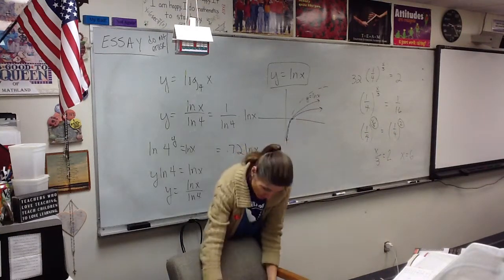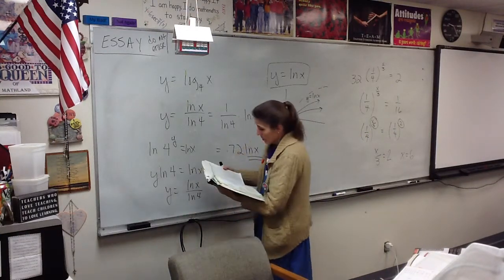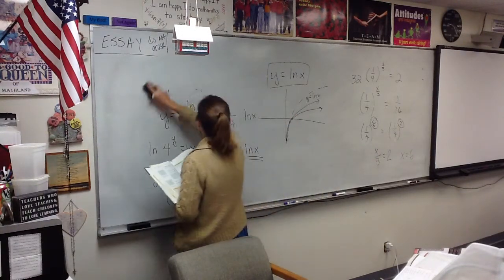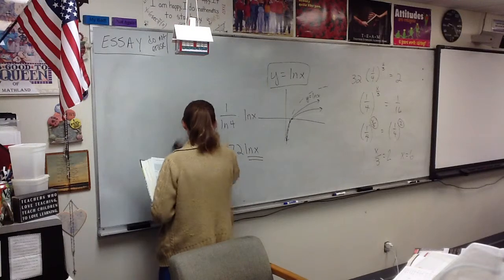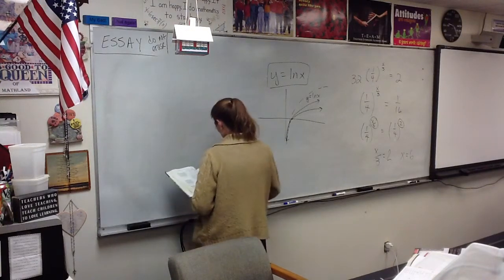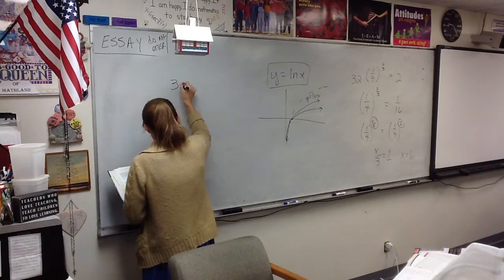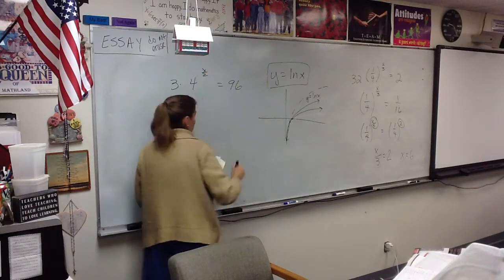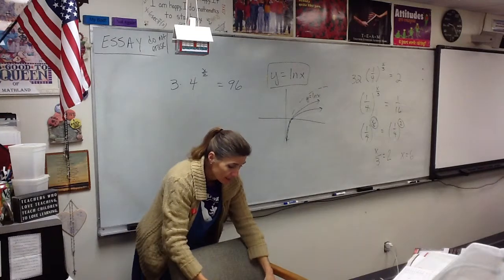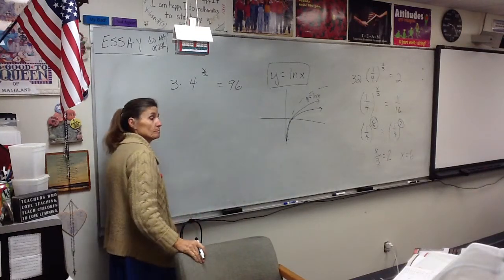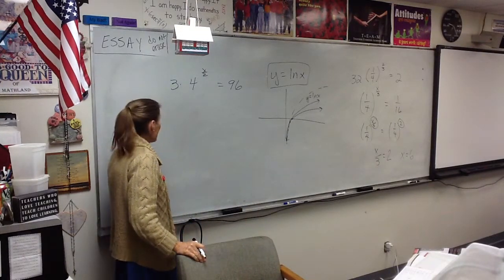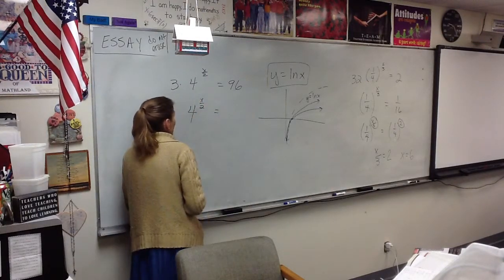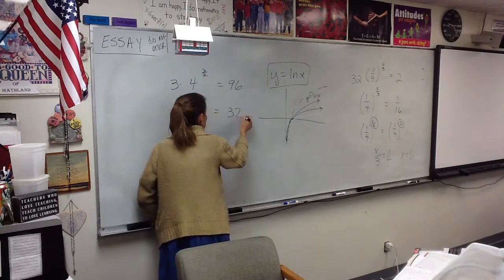All right, so let's look at another one here. How about number 4? Any ideas how to start? Divide by 3, so 4 to the x over 2 equals 32.